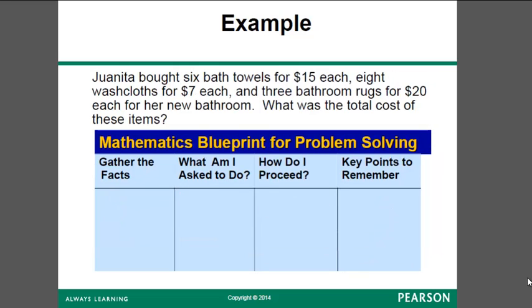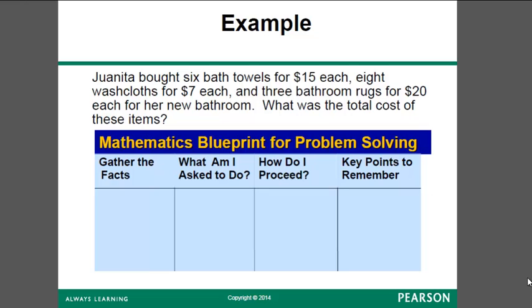Let's look at another example. Juanita bought 6 bath towels for $15 each, 8 washcloths for $7 each, and 3 bathroom rugs for $20 each for her new bathroom. What was the total cost of these items? First, we need to gather the facts.